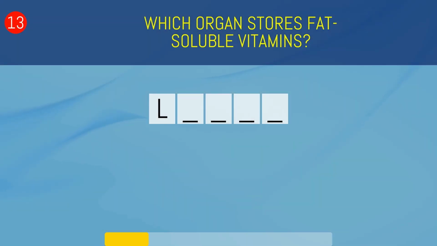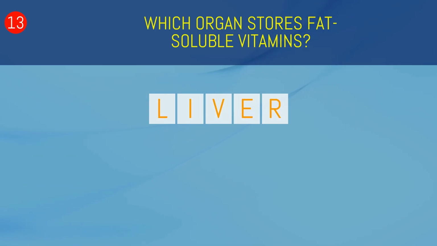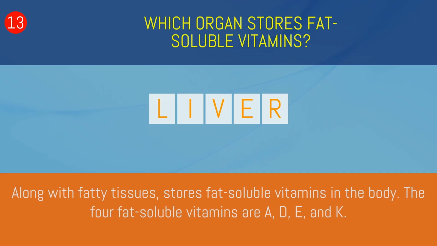Which organ stores fat-soluble vitamins? Liver, along with fatty tissues, stores fat-soluble vitamins in the body. The four fat-soluble vitamins are A, D, E, and K.